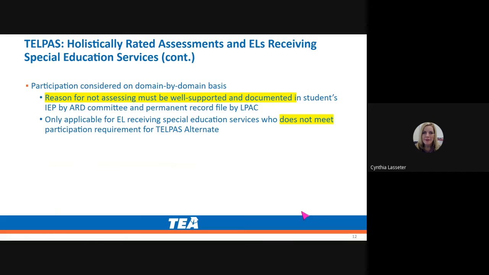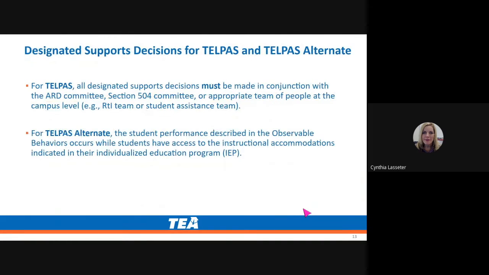Typically, this is in the Success Ed form called Supplement LPAC. This is only applicable for students who are taking the regular TELPAS test and are receiving special education services. This is not possible for students who are taking the TELPAS Alternate. For TELPAS, all designated support decisions must be made in conjunction with the ARD committee, Section 504 committee, or appropriate team of people at the campus level. For TELPAS Alternate, student performance described on the observable behaviors occurs while students have access to instructional accommodations and are in the classroom.